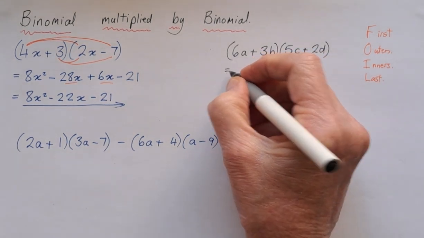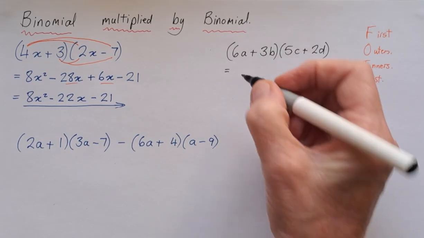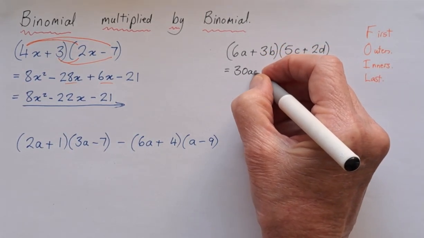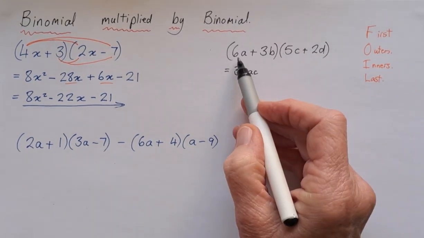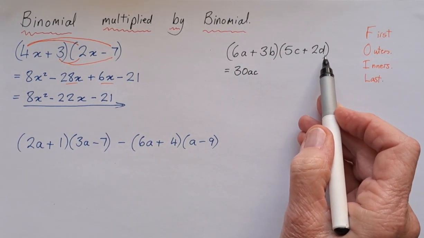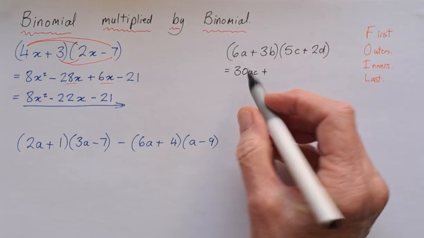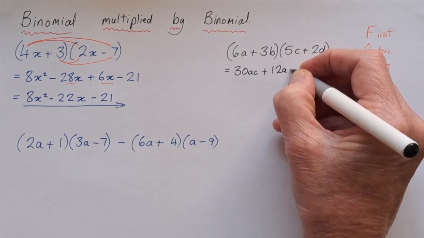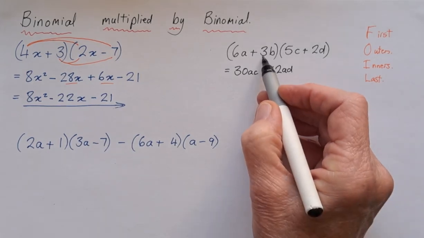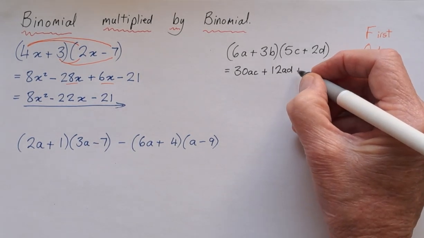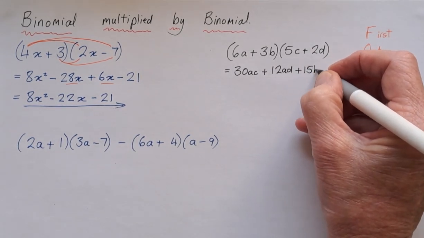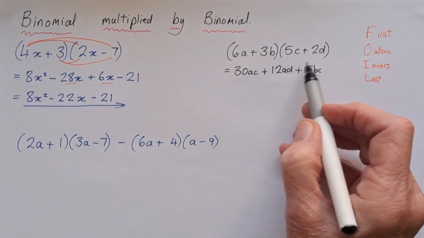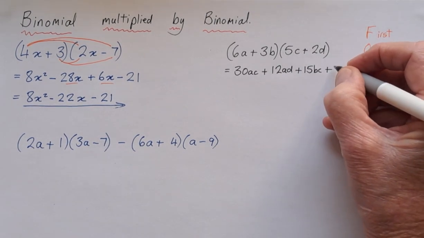So doing the same thing, first, I'm going to get 30ac. Then my outers, I'm going to be multiplying those two, so I'm going to get positive 12AD. Then my inners, these two, I'm going to get positive 15BC. And then my lasts, I'm going to get 6BD.